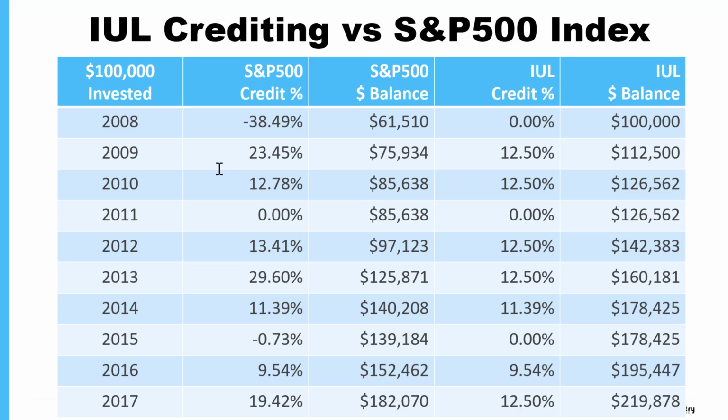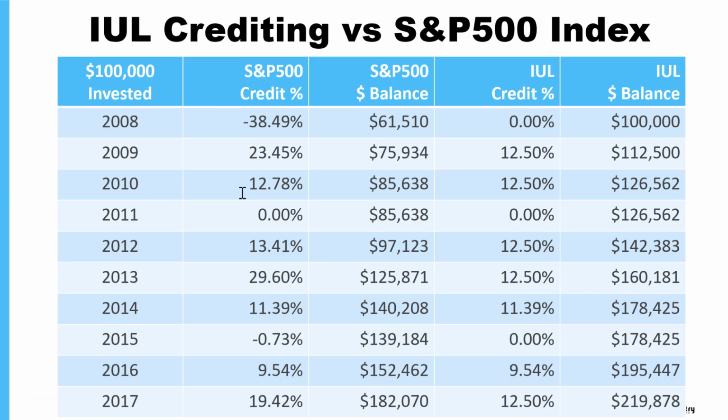All right, so 2009, the market bounces back and increases by 23.45%. That means our balance also goes up, but from that lower base. So we're now at just under $76,000 here. Our IUL, this particular one, has a cap on it at 12.5%. That's pretty typical. Most funds, that cap somewhere between 12 and 14%. So this fund goes up 12.5%, so we're now at $112,500.